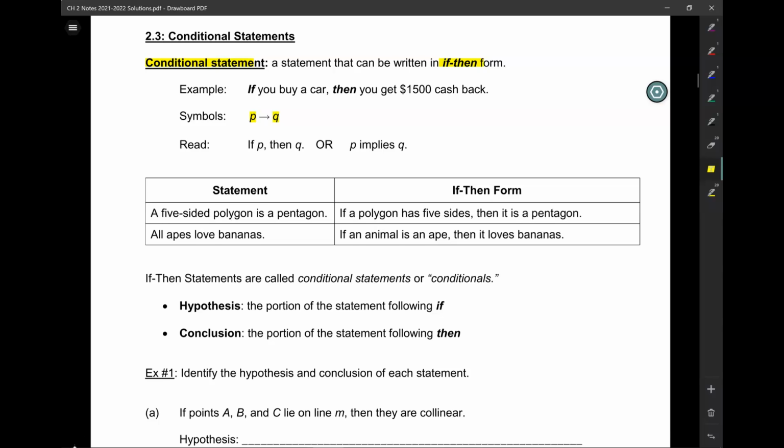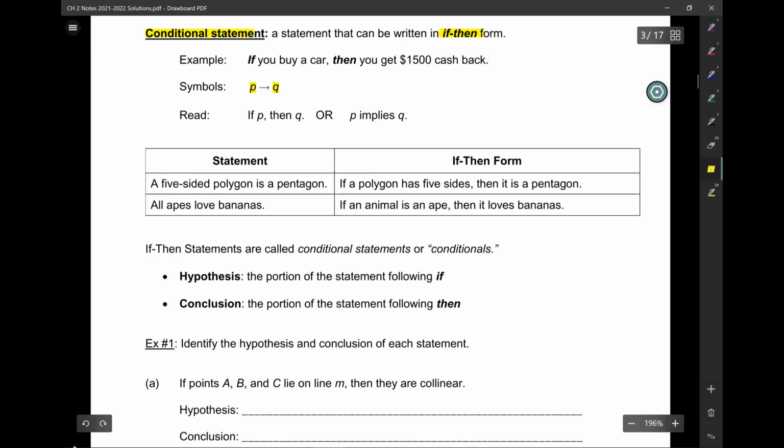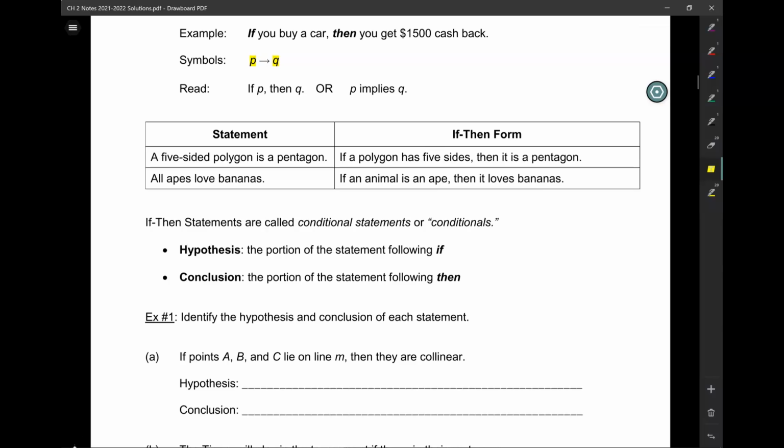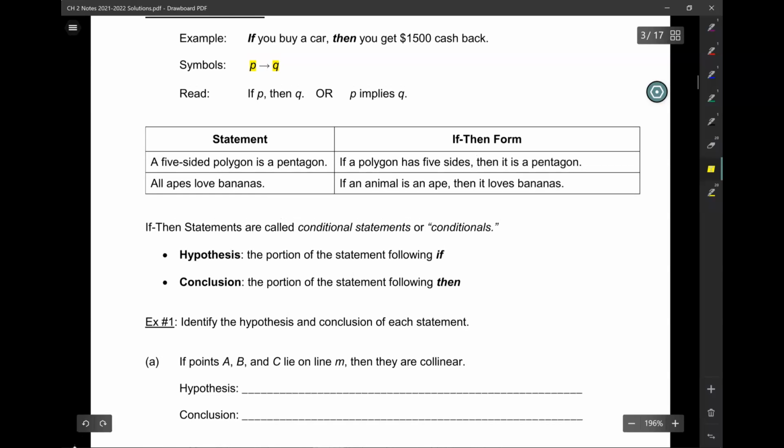Okay, just some notation. So you can take most statements and put them in if-then form. For example, a 5-sided polygon is a pentagon. Fine. The if-then form is: if a polygon has 5 sides, then it is a pentagon. So if, then, right? Do you see what happened here? A 5-sided polygon is a pentagon. So your sentence has to make sense as far as English grammar is concerned. So it needs a subject, right? If a polygon has 5 sides, then it is a pentagon.